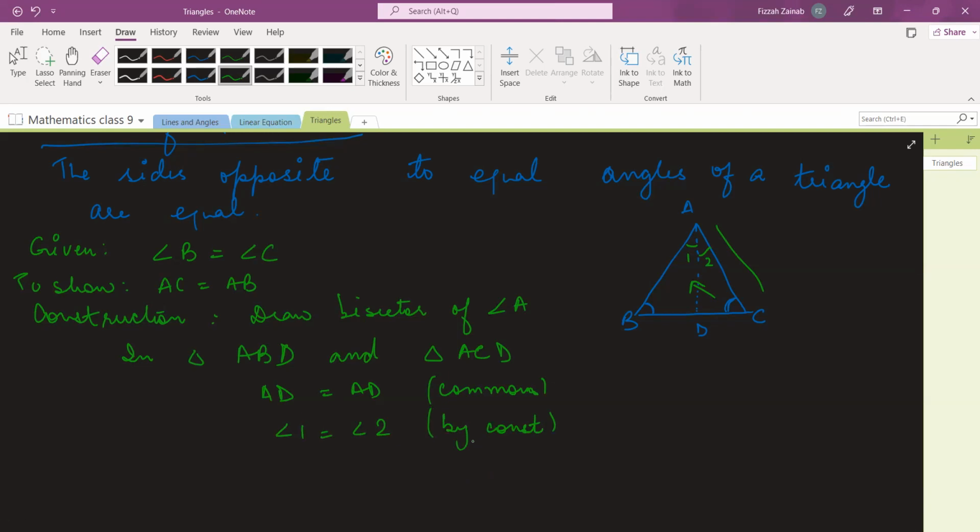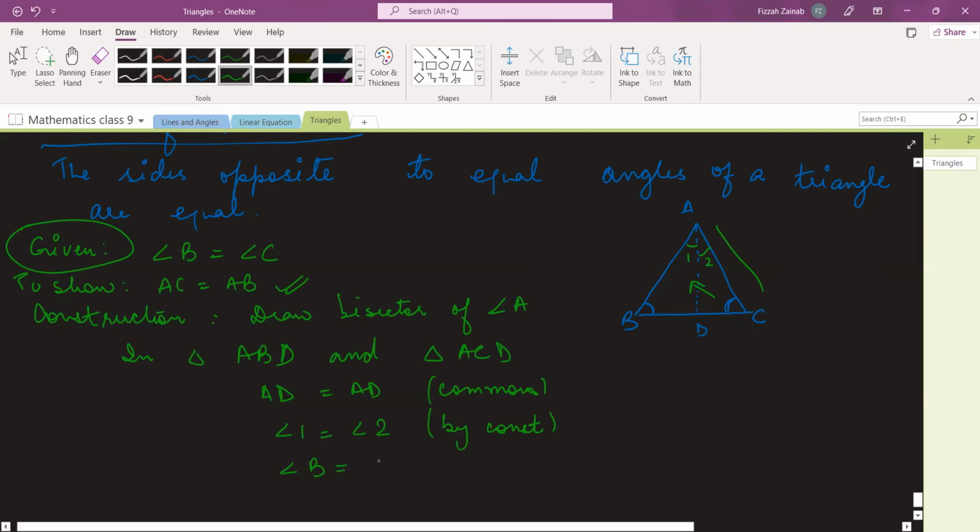AB is equal to AC, you have to show that. Use the given condition, right? Something is given to you here. Angle B is equal to angle C. This is given, right? Yes, ma'am. That this angle is equal to this angle. So this is given. Now, which criteria is it?